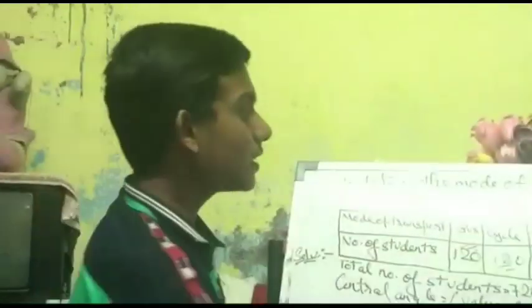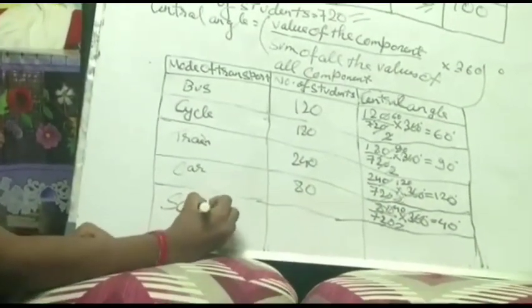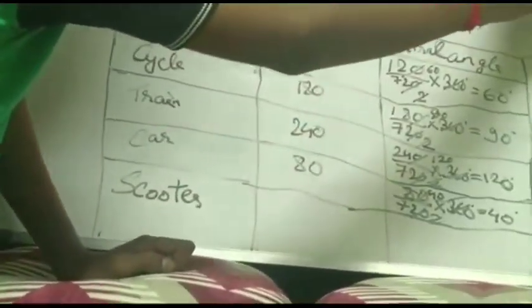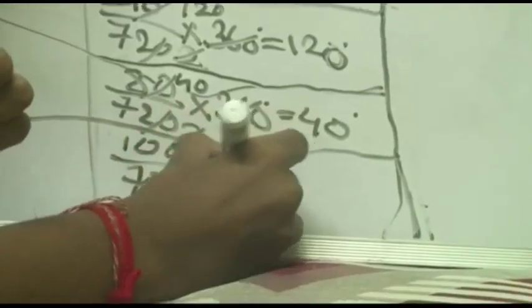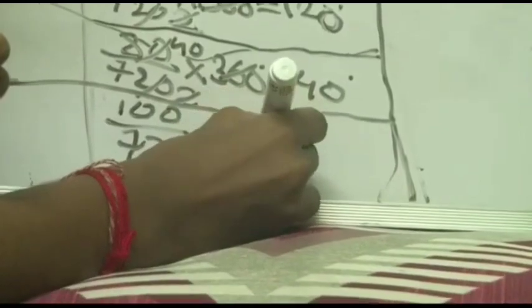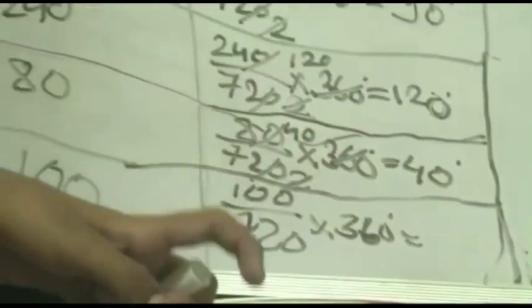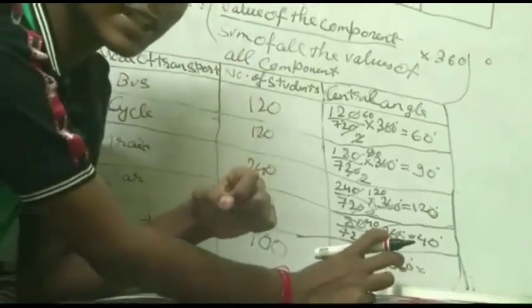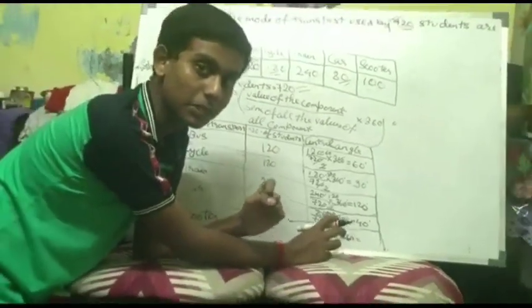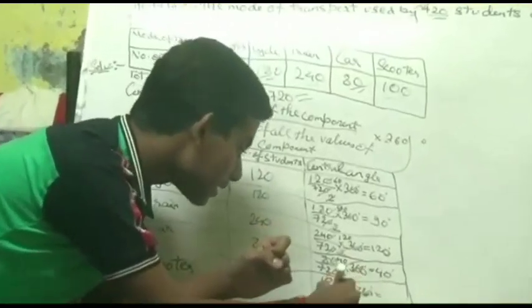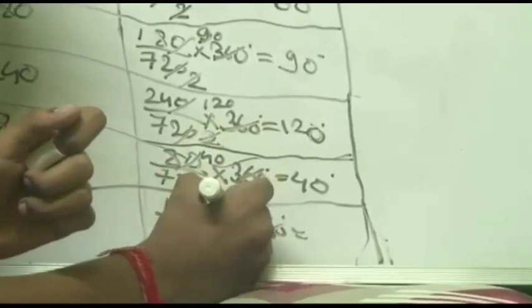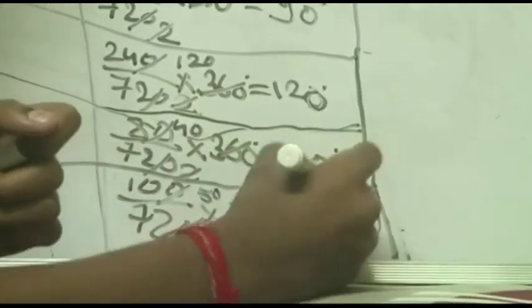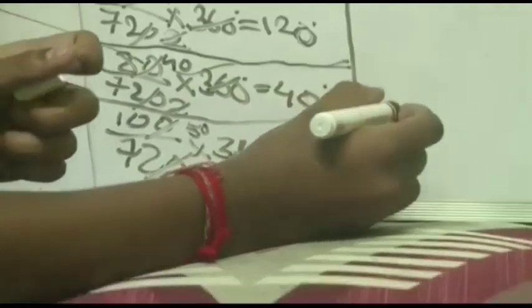And at last is scooter. Number of students who have used it: 100 by 720 into 360 degree. Friends, we have to standardize the form with the denominator. This is what we have to keep in mind. 360 by 720 is 2. 2 into how much is 100? 50. So the central angle is 50 degree.